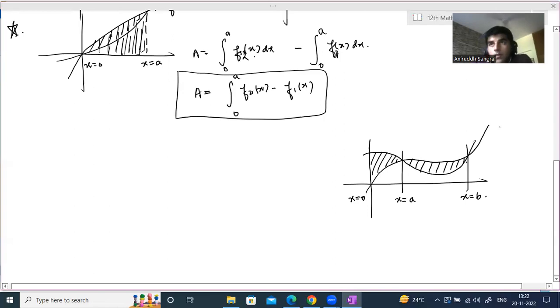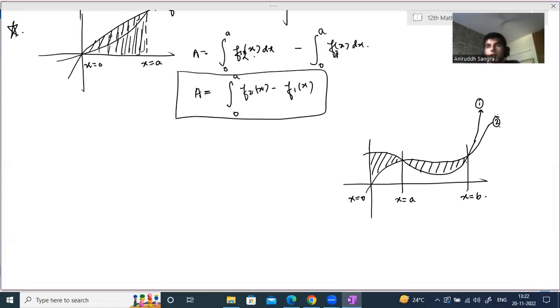Let's say this curve is 1 and this curve is 2. How do we find out this area? The area bounded by these two curves which are intersecting at 2 points now. Sir, can we take the integrals separately, 0 to a and a to b? That is true. We can even do that. So what will be the area that you are saying?